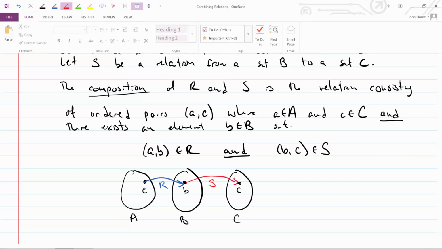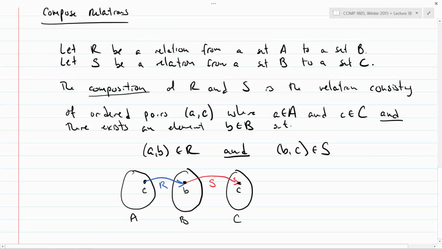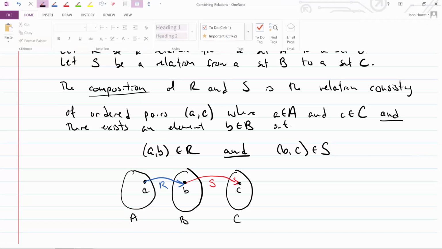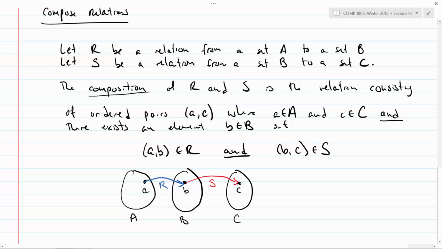So why don't we just have this shortcut that goes, whoops, I said C twice. This other one should be A. Why don't we have this shortcut that takes us directly from A to C? That's exactly the same as the composition of functions. It's just now I'm talking about the composition of relations. But the idea is exactly the same. So you go from one set directly into the other set.